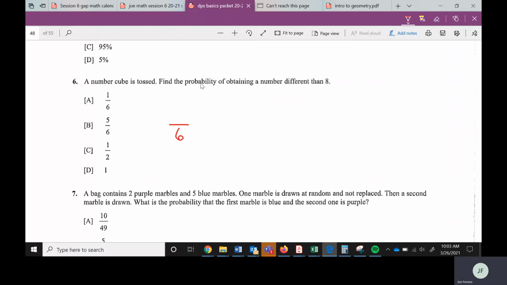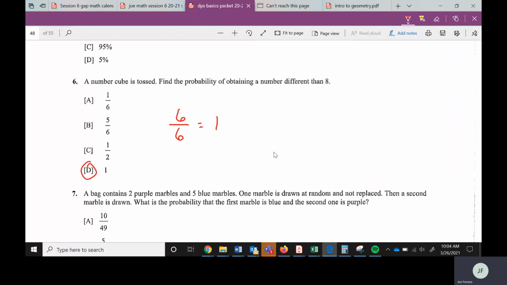Now, this could be seen as kind of a tricky problem. It says find the probability of obtaining a number different than 8. Well, a dice has numbers 1, 2, 3, 4, 5, and 6. Those are all different than 8. So all 6 numbers are different than 8. 6 divided by 6 is 1. That means a probability of 1 means you will for sure get a number different than 8.